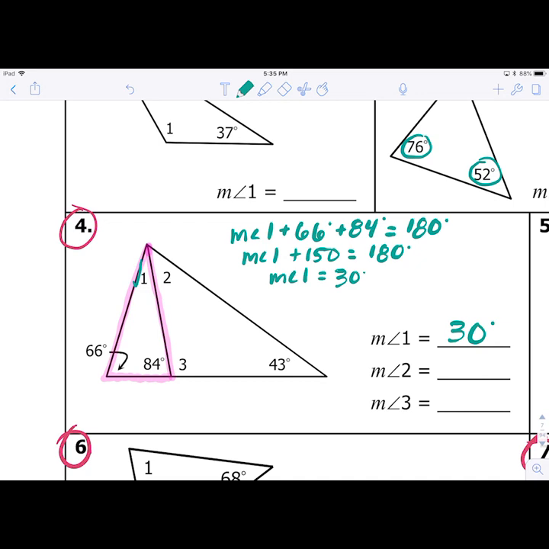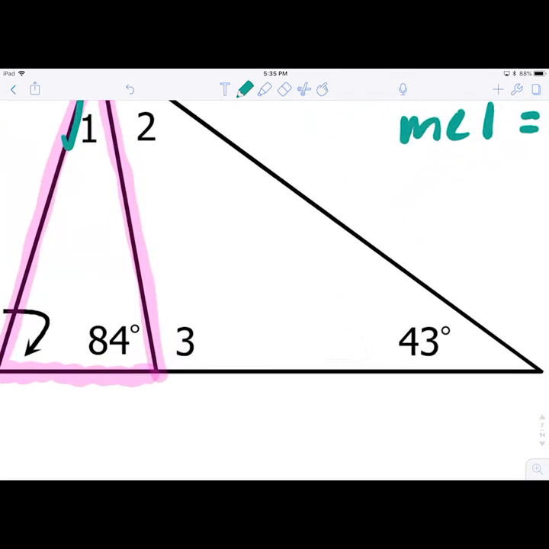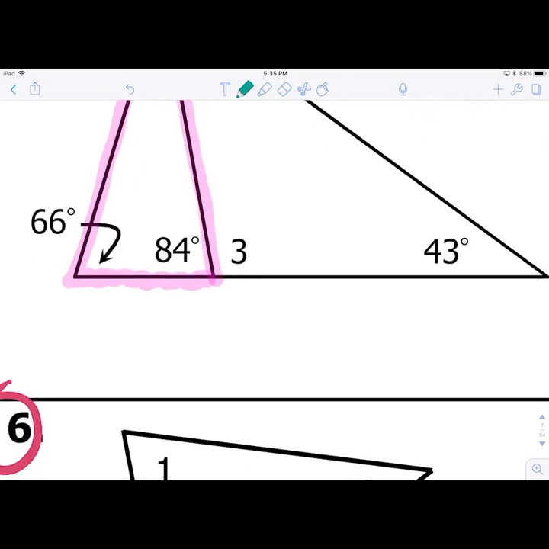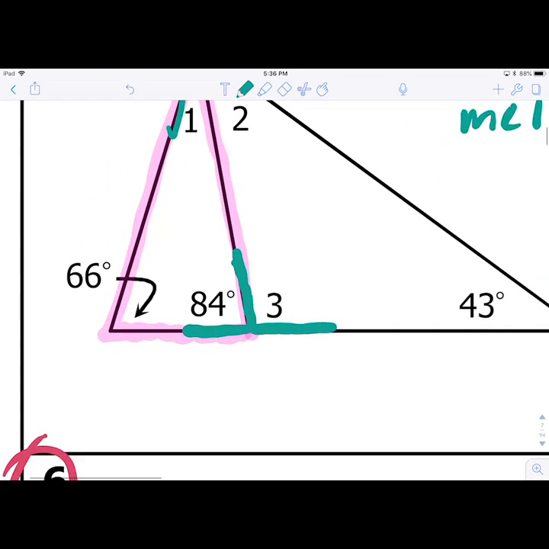Now, the next one that is going to be easiest to solve is this one down here, the measure of angle 3. And the reason why I say that's the easiest to solve is because, look, these two angles, the 84 degrees and this angle right here, the measure of angle 3, are a linear pair. So what do they add up to? They add up to 180 degrees. It seems like the magic number, okay?